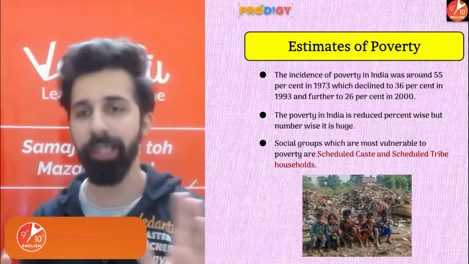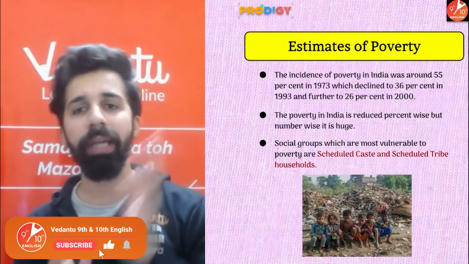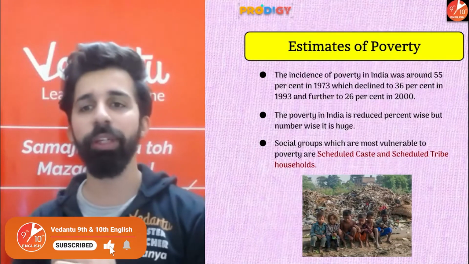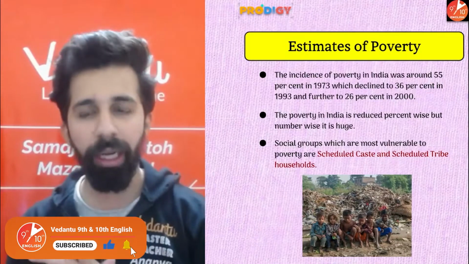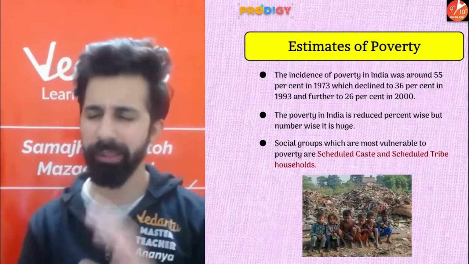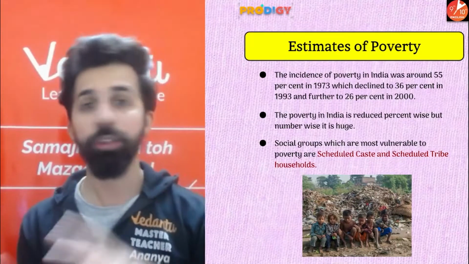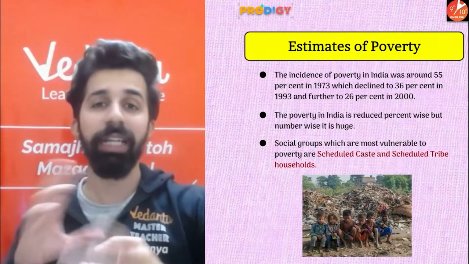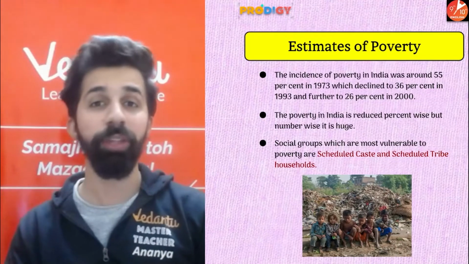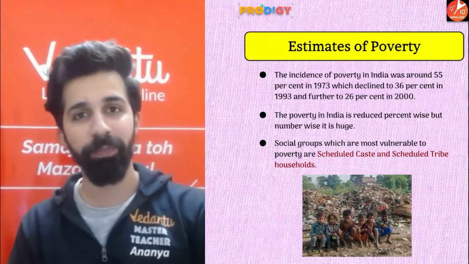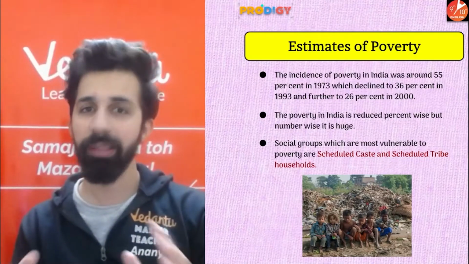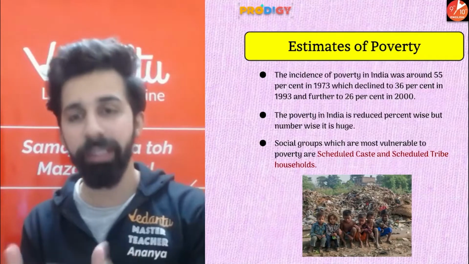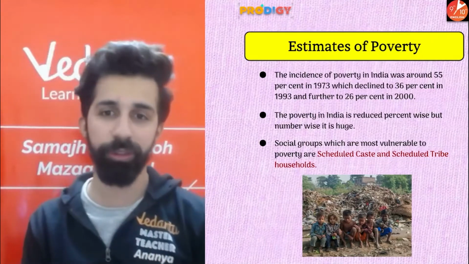So the poverty in India is reduced percent-wise, but number-wise it is still huge. Let me give an example. Back in 1973, the poverty of India was 55%, and according to 2019-20, it is close to 21%. So percent-wise, it has reduced. But if you look at the actual number, still 20-25 crore people are poor in India. So the number of people in this category is very, very huge.